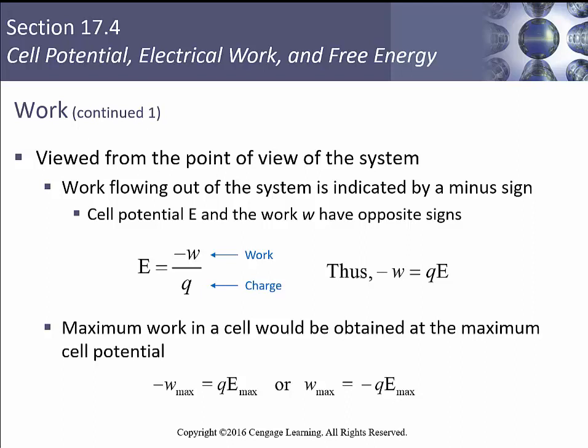So the maximum work in a cell would be obtained at the maximum cell potential. So our maximum amount of work is going to be our maximum cell potential times the charge, or our maximum work is going to be minus Q times E.